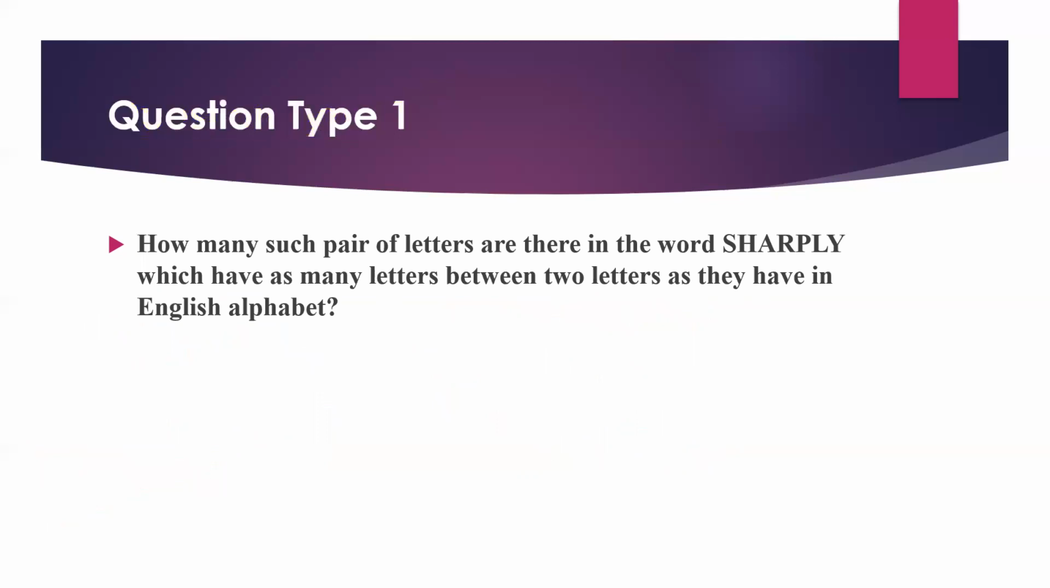So now we are going to start our question types, how the questions come in our exams. The first question comes in this way. How many such pairs of letters are there in the word, for example, sharply, which have as many letters between them as they have in the English alphabet? We have read the property. So the word here is sharply.